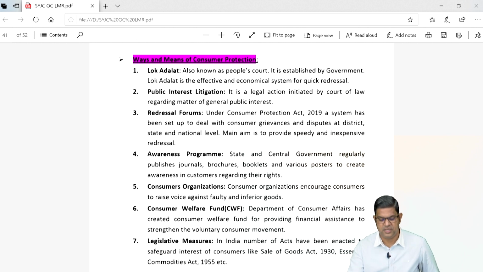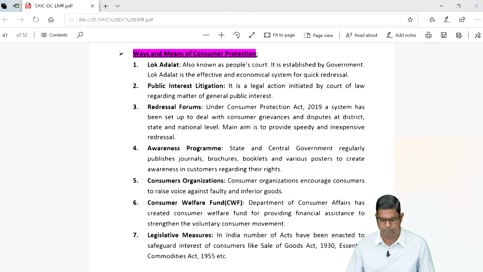Okay, then there are certain consumer organizations which will encourage the consumers to raise their voice against the faulty goods and the malpractices undertaken by the businessmen. There are some agencies like the Mumbai Grahak Panchayat and the Consumer Guidance Society of India. So these people tell consumers that if you are trapped, if someone has cheated you, then don't keep quiet. Raise your voice against those businessmen who have undertaken different types of malpractices. They are called the consumer organizations.